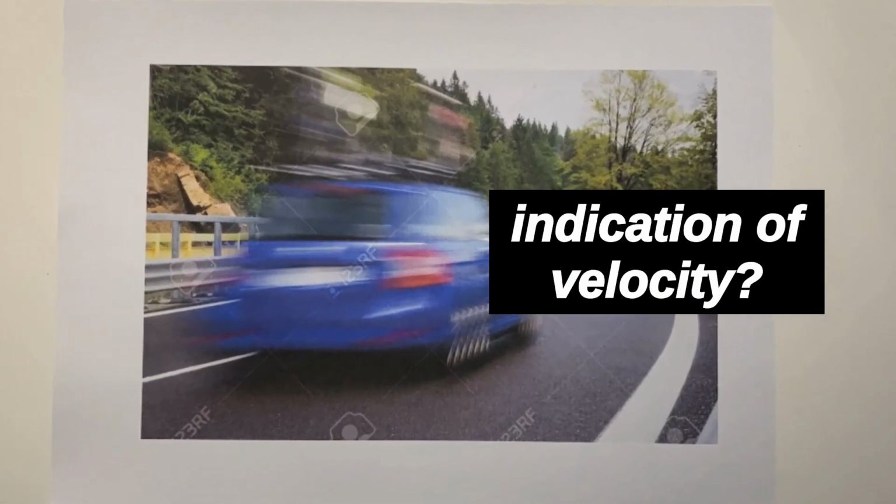So maybe we could find an indication of velocity. In other words, it's like taking a photo of the speedometer. But the boys did not have a camera nor a car, nor a speedometer. So how did they figure that out?